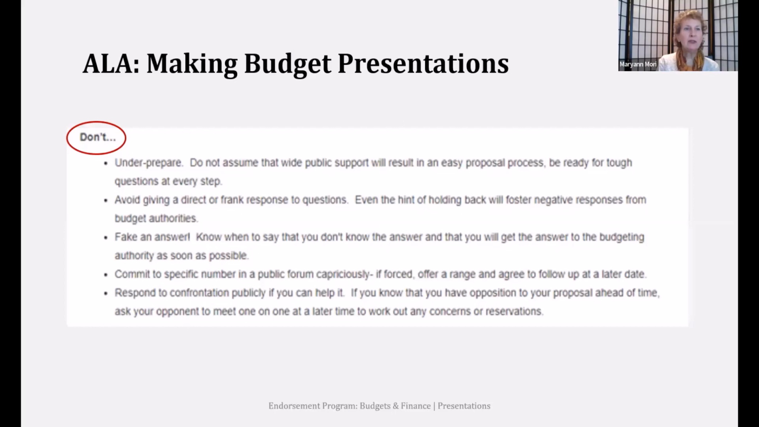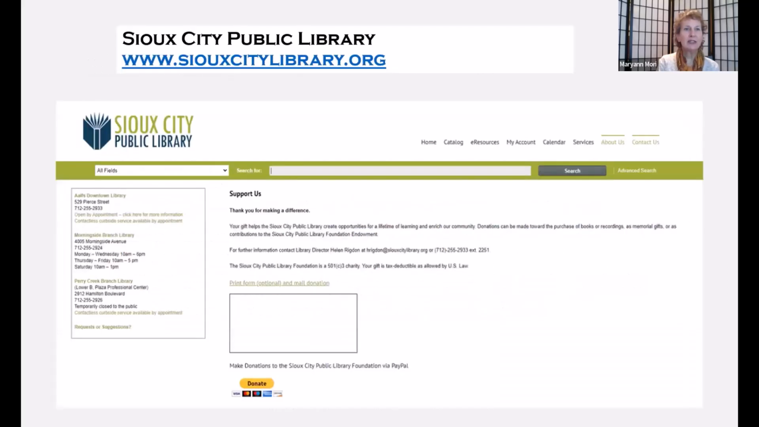And while you want to be transparent, you also don't want to get pinned in a corner or be confrontational. You can find more tips on ALA's website from this article titled Making Budget Presentations. If you want the public to regularly support your library, you'll need to make it as easy as possible for them to do so.